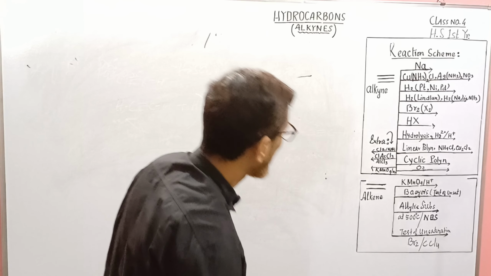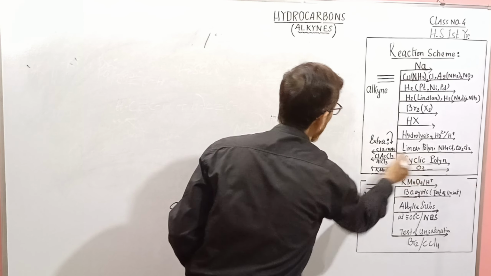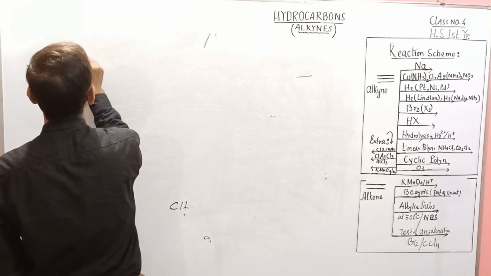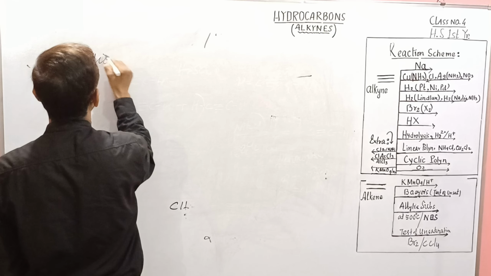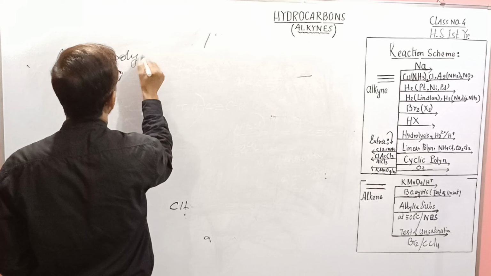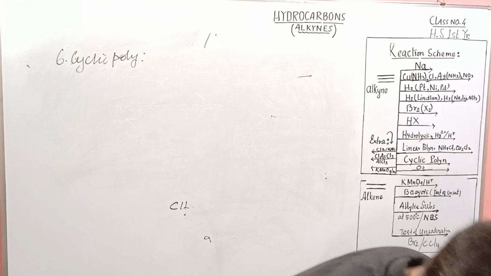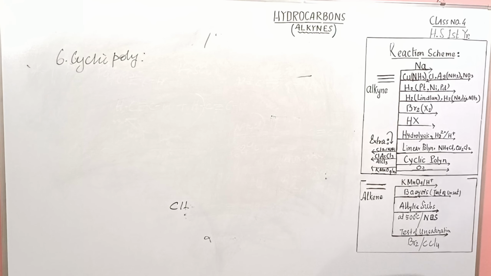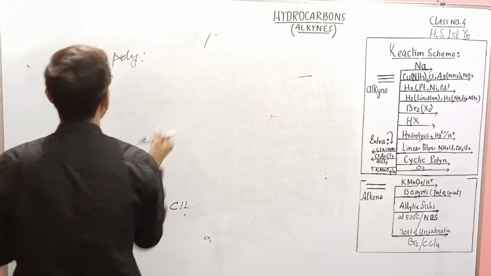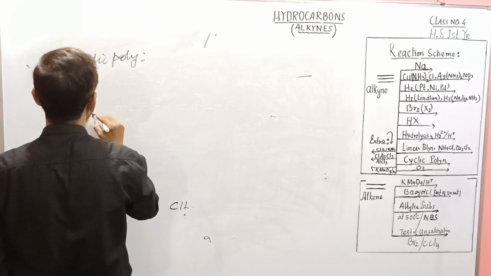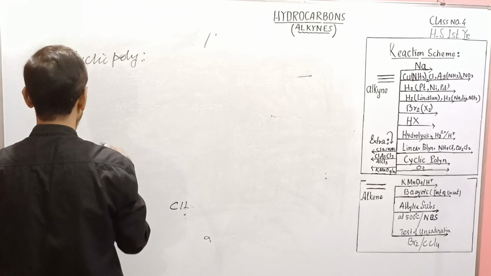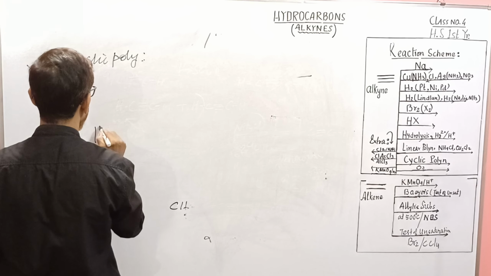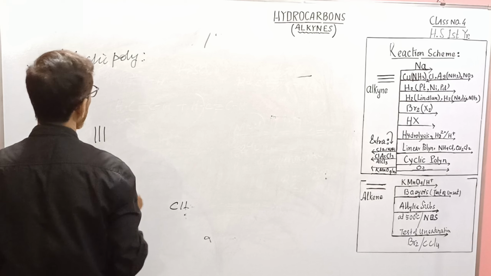Now, question number 6 is again very important. Cyclic polymerization. This is very interesting.